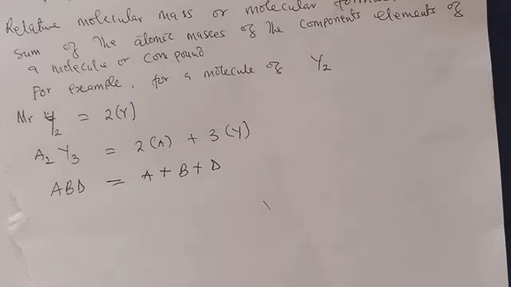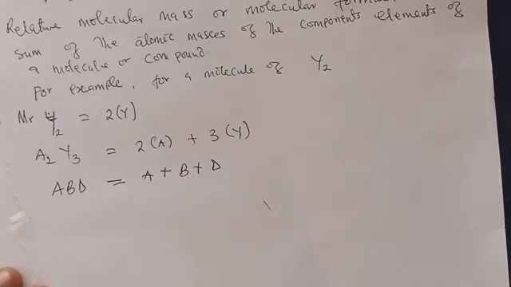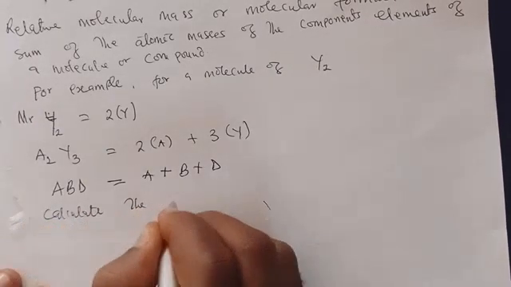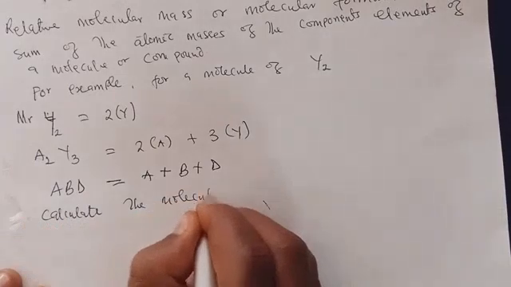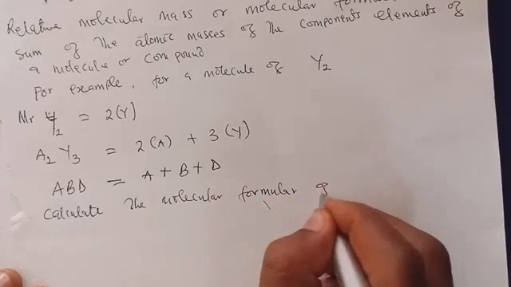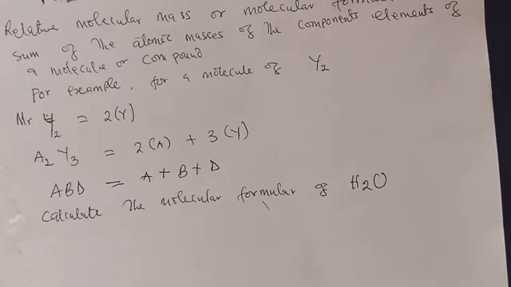All right, let's look at how we calculate the molecular formula of known compounds. For example, if you are to calculate the molecular mass of H2O, the data you will need to do this basically is your relative atomic mass, which in exam situations is often provided, or you get them from a periodic table. So how do you go about this?